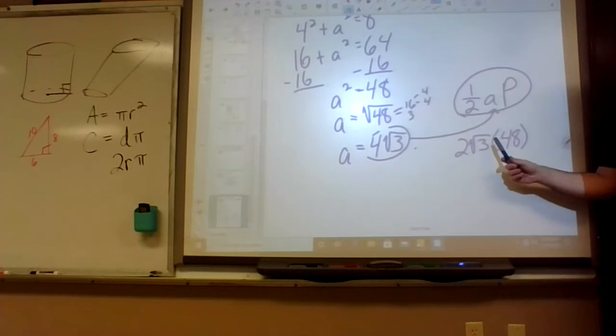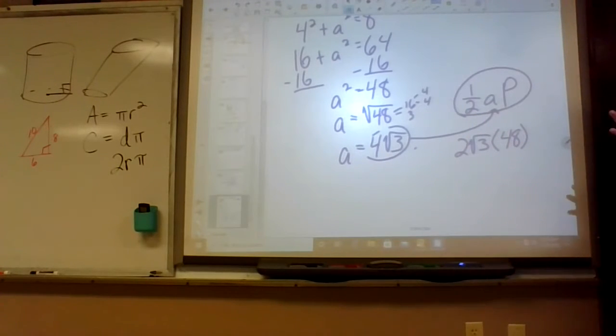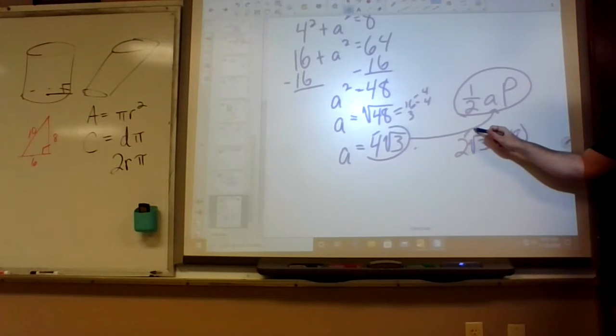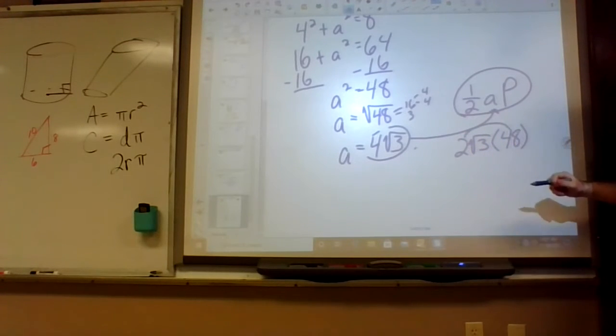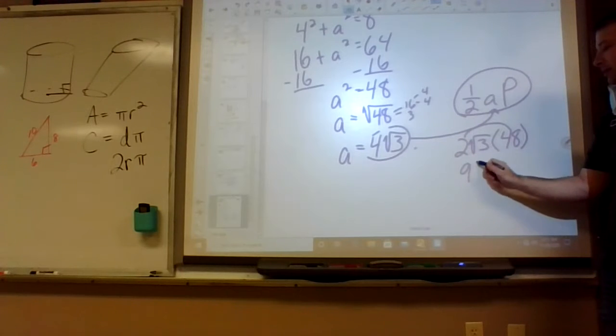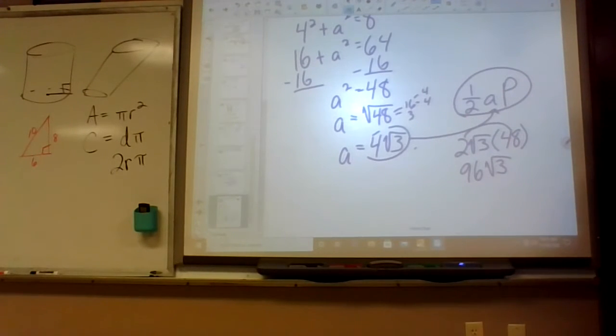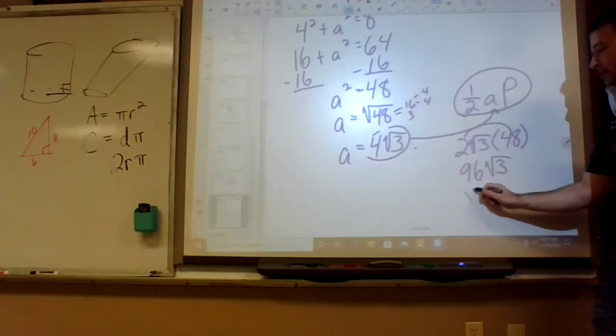Square root of 3 times normal numbers doesn't work well. And we're not going to do the decimal on this one. But since order of multiplication doesn't matter, we can do 2 times 48. Okay, that's the area of one of the hexagons. But there are 2 hexagons.